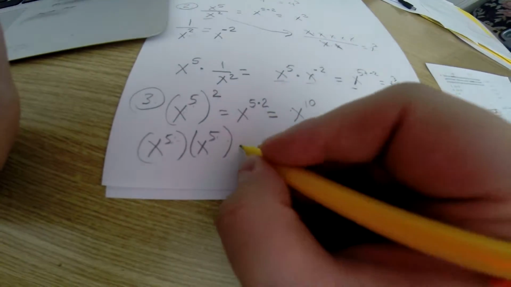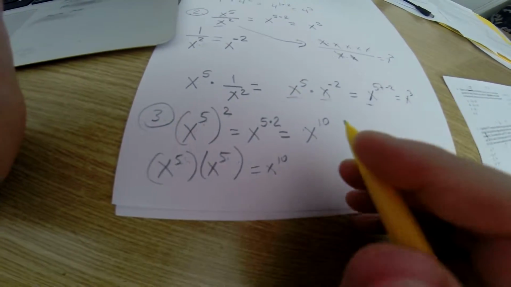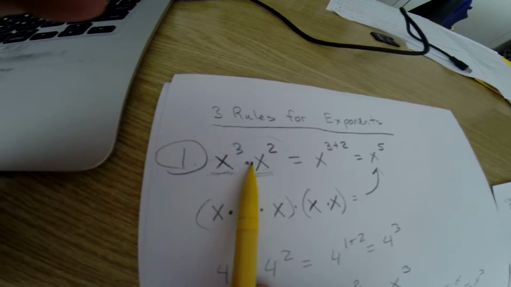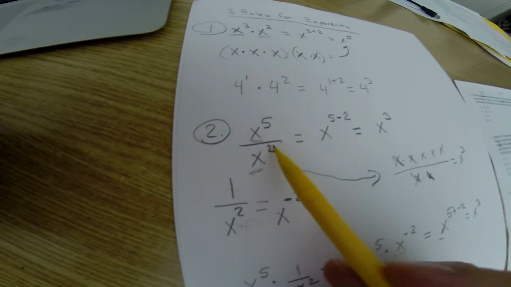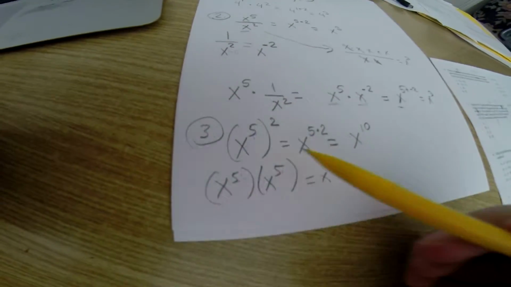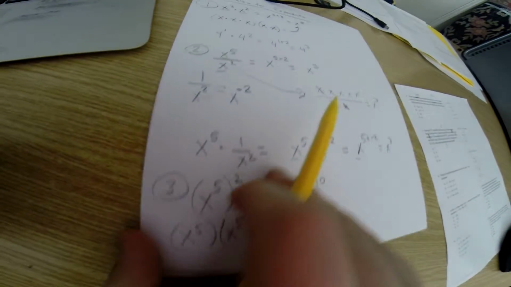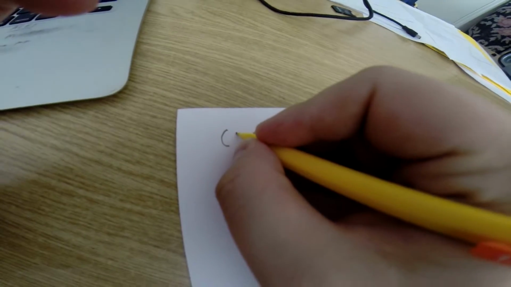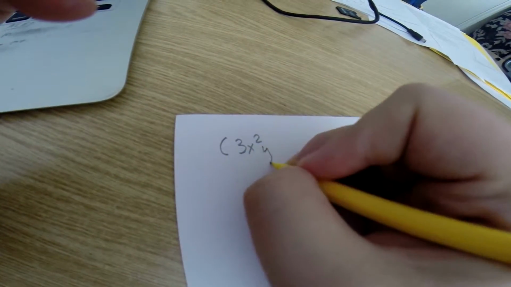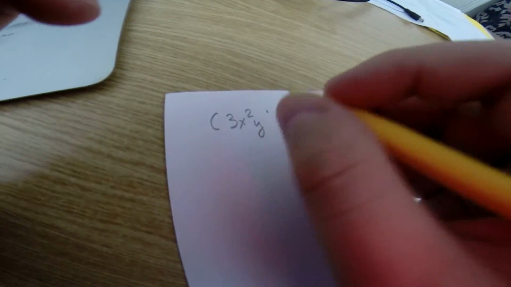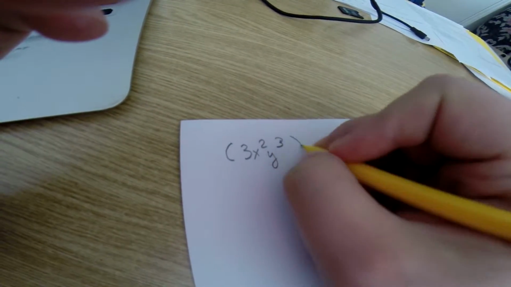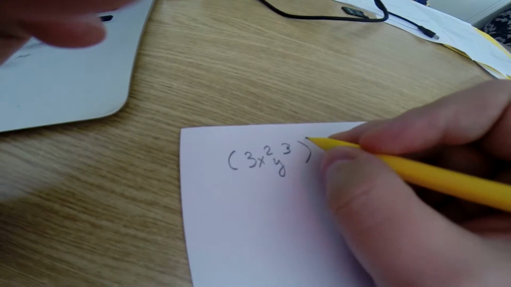So in any case, the rules are: if you multiply and have the same base, you add the exponents. If you divide, you subtract. And if you raise something to another power, then you multiply. Okay. Let's use these rules to tackle this question. The question is 3x squared y to the third, and all that's going to be cubed.